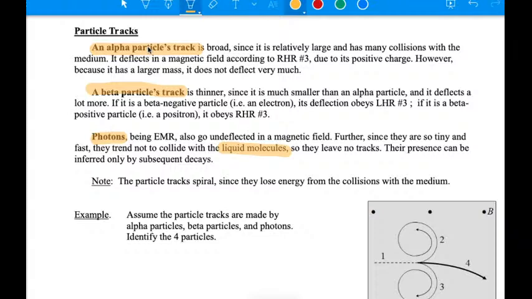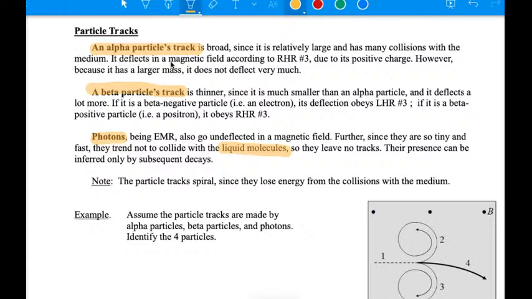They're our most massive particle out of these three anyways, right? They are essentially the mass of 4 protons combined. So it's going to be a nice and broad track, right? This thick line here is probably our best guess of alpha particle. It's got a thicker, broader line. Since they're relatively large, they're going to collide and carve a larger path out of the medium.